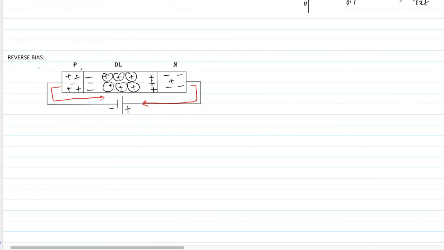Therefore there is no current that flows inside the depletion region. Because of these minority charge carriers, a small amount of current will flow, that is known as leakage current. See here you are applying a negative voltage. In reverse bias condition you will apply a negative voltage, so a small amount of current starts flowing, that is leakage current. Here when you apply a negative voltage, this depletion region's width will get increased.